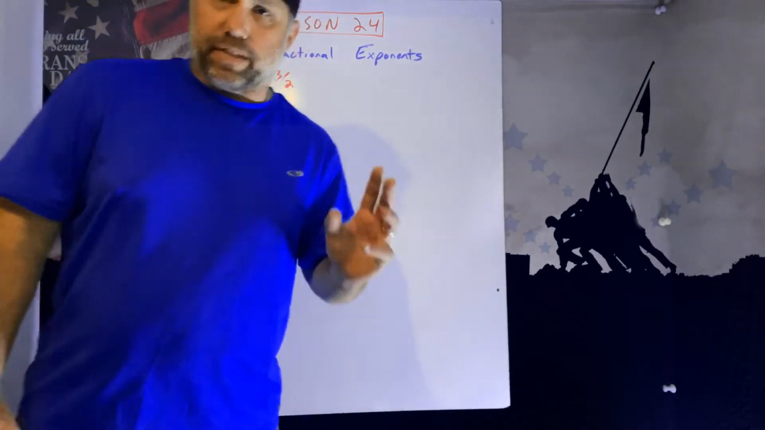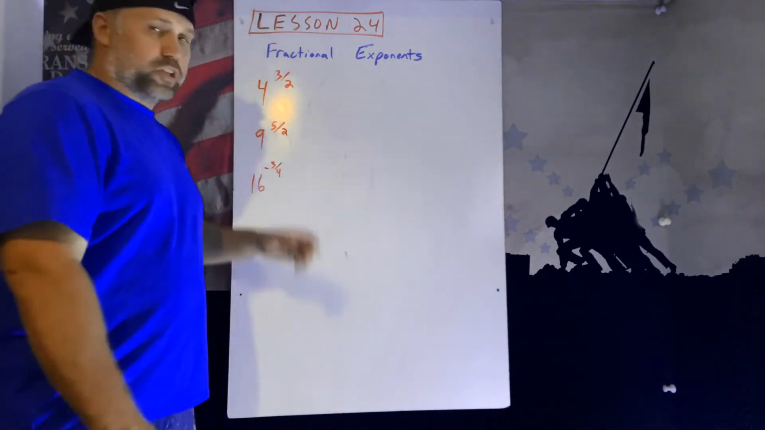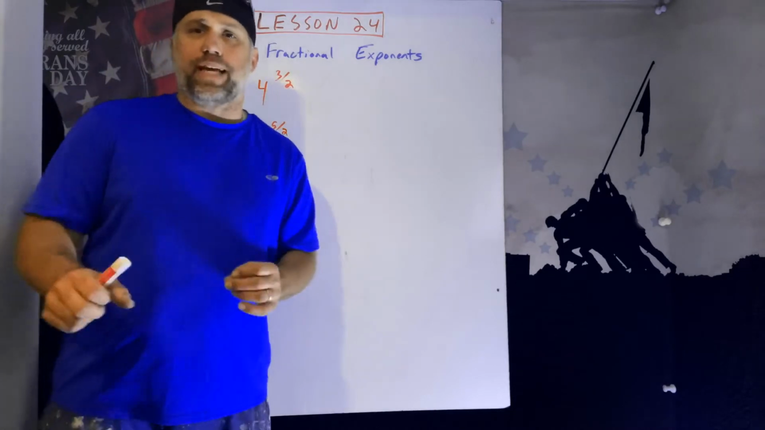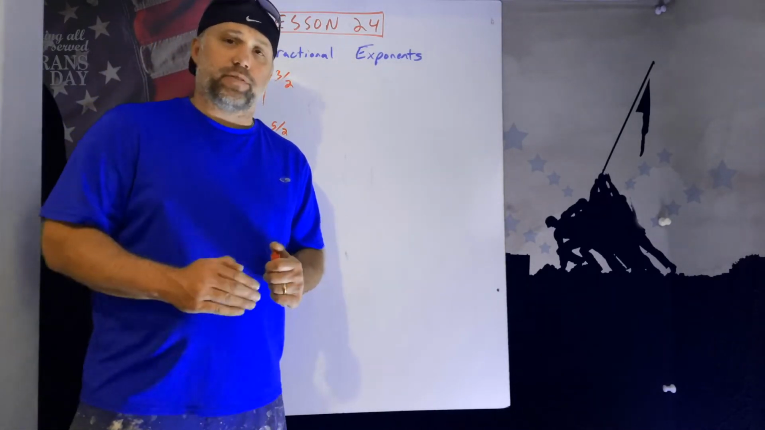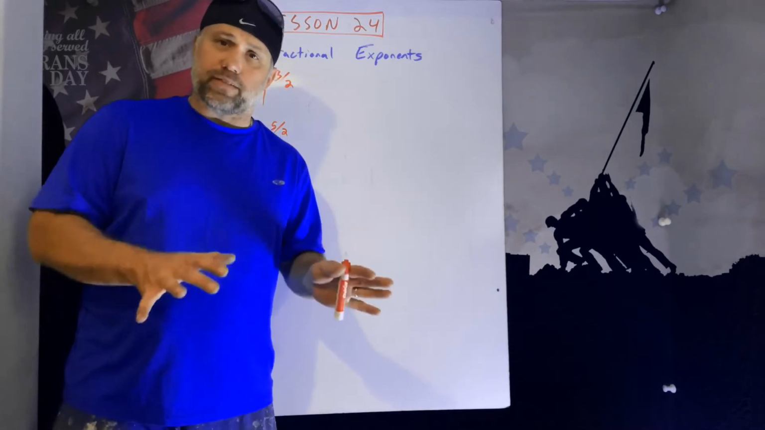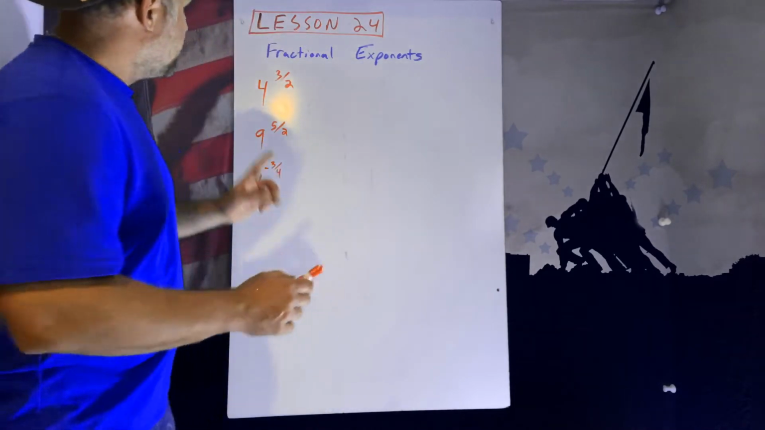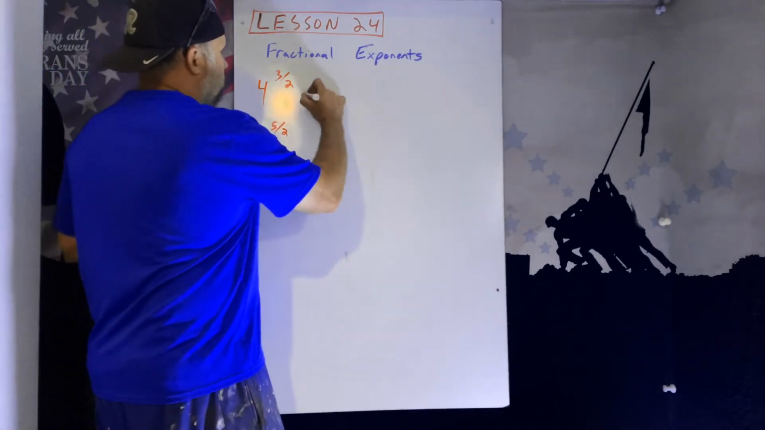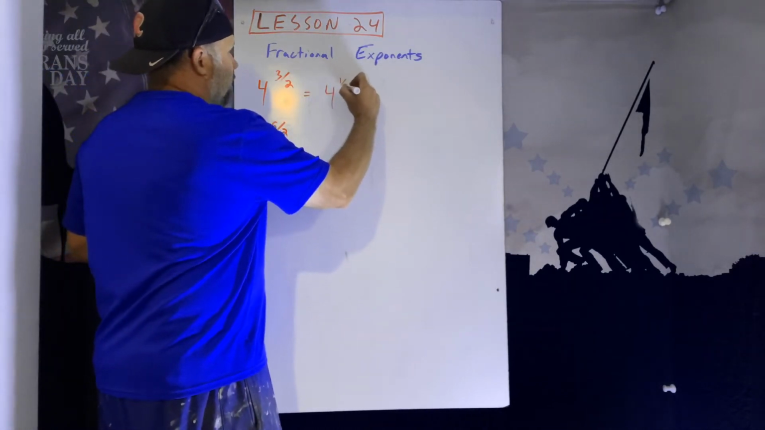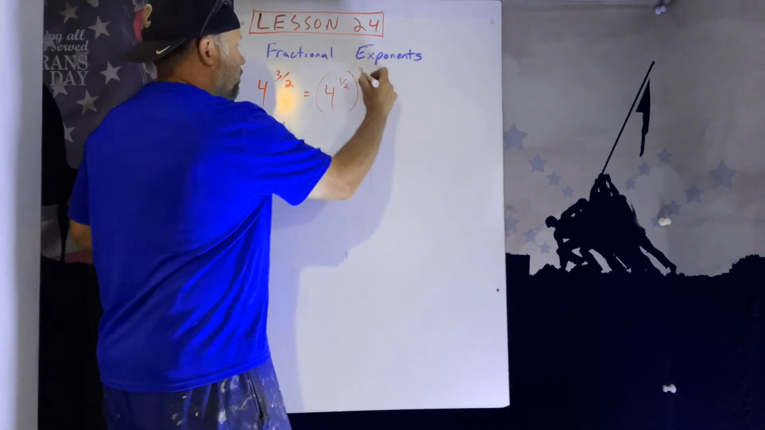All right, so I have 3 examples up here. Let's start with the first one. It's 4 raised to the 3/2 this time, instead of the 1/2 power. We're going to use our properties of exponents to help us simplify this a little bit. What we're going to do is change this 4 to the 3/2 to 4 to the 1/2 raised to the 3rd power.